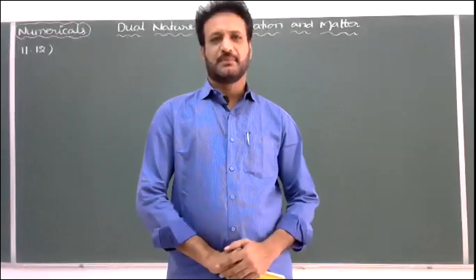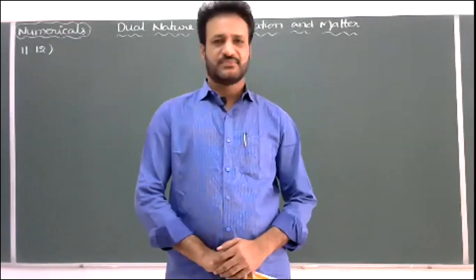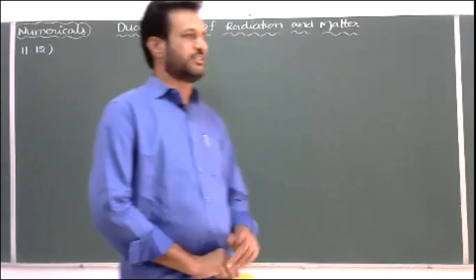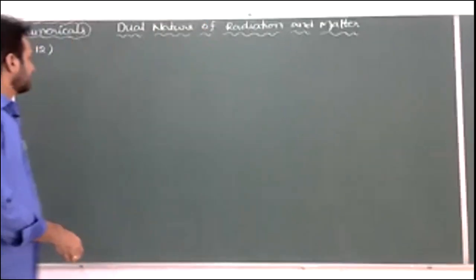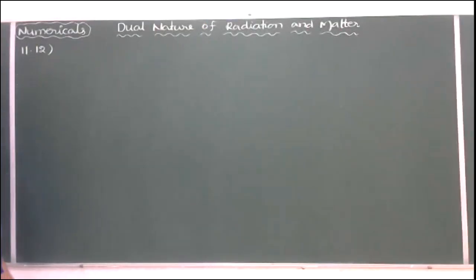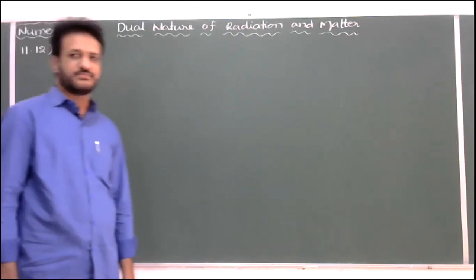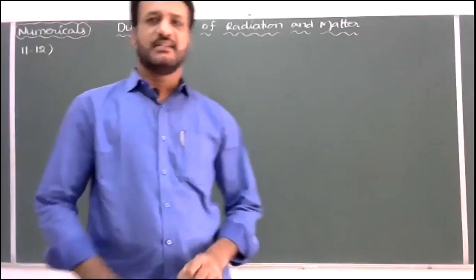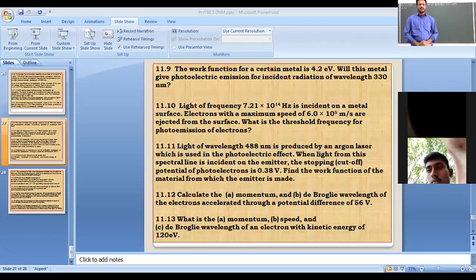In a previous class, we discussed numericals from dual nature of radiation and matter. We completed up to question 11.11. Now today we will start 11.12, the 12th problem from dual nature of radiation and matter. We will display it on the screen. Note down the question, 11.12.